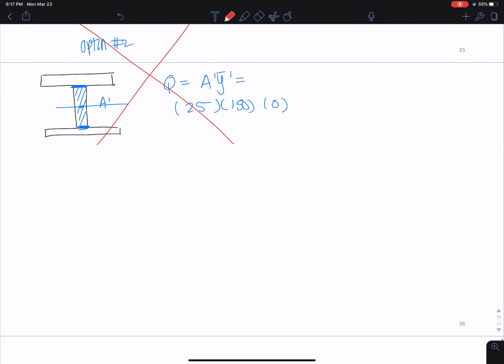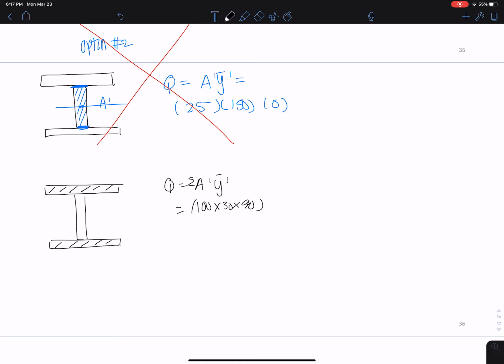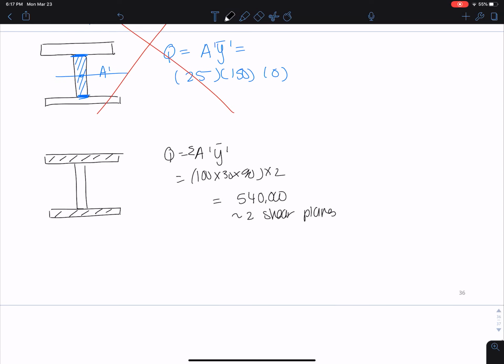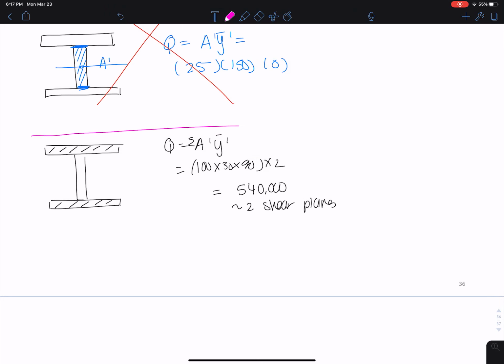Now we have one more option, which would be to use all of this and all of this. We would have Q equals A prime, Y prime, and we would get 100 times 30 times 90 times 2, and we would get 540, and this would be for 2 shear planes, and this might work too. So this is going to be option 3, and we're going to try both of these.